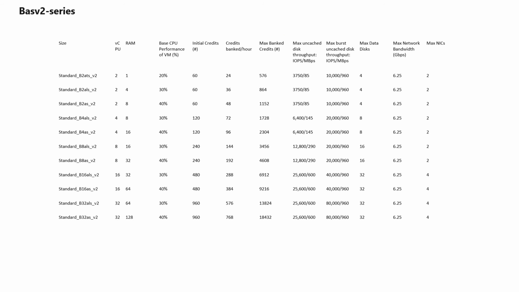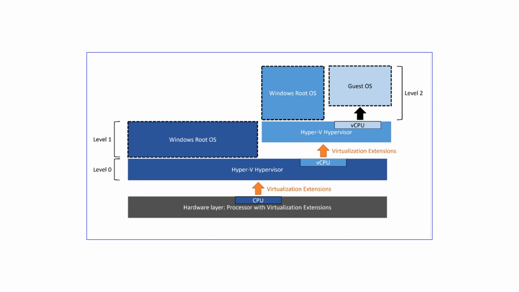If you take a look at the Basv2 series, these virtual machines are running on AMD processors. So this A means it is going to be AMD. Also, one thing to be noticed, all these machines are not going to support nested virtualization. Nested virtualization is very important and is a feature that allows you to run a hypervisor such as Hyper-V inside a virtual machine. That simply means you can create a VM within another VM, forming a virtualization hierarchy.